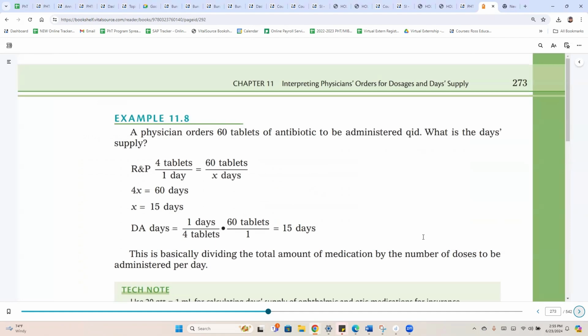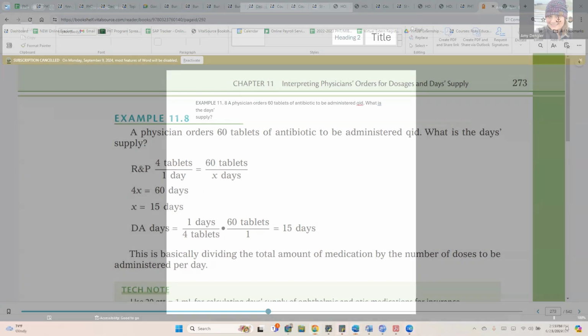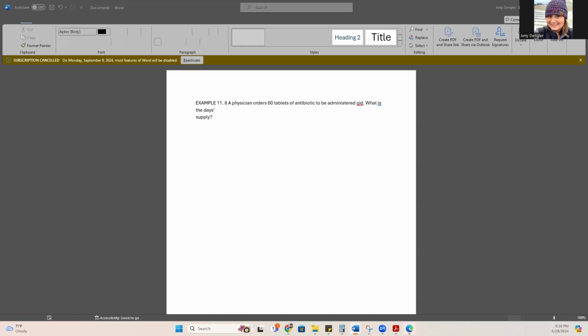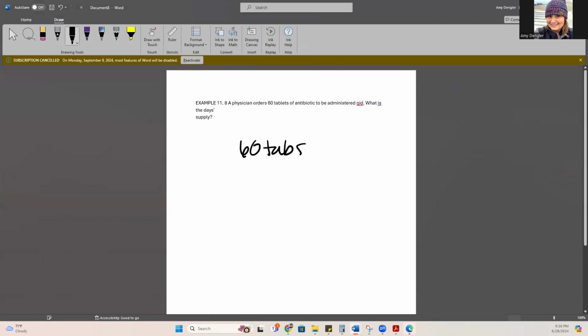All right, let's do example 11.8. A physician orders 60 tablets of an antibiotic to be administered QID. What is the day supply? A lot of the times when we have antibiotics, the doctor will put how long they should take it for. Like they'll say, take 1 tablet by mouth 4 times a day for 10 days and tell you how much to dispense. This time they're giving us how many tablets they want us to dispense and how many times a day the patient takes it.